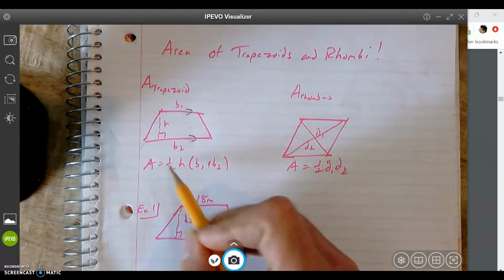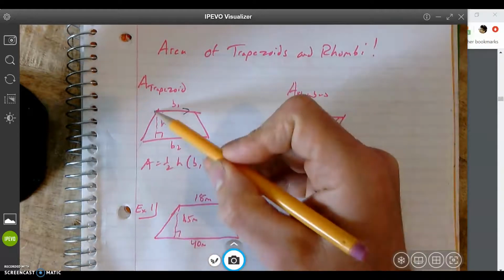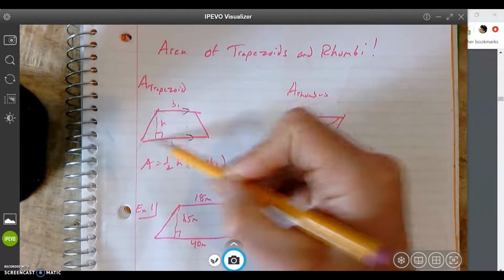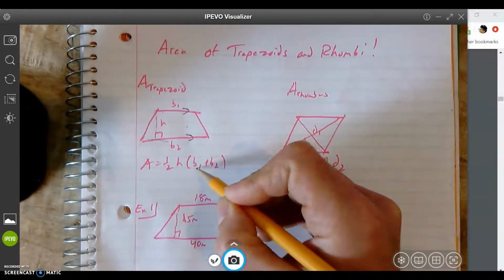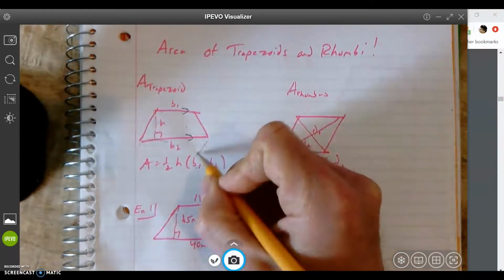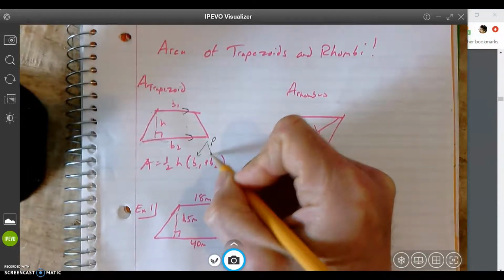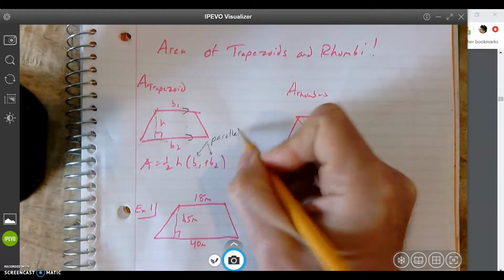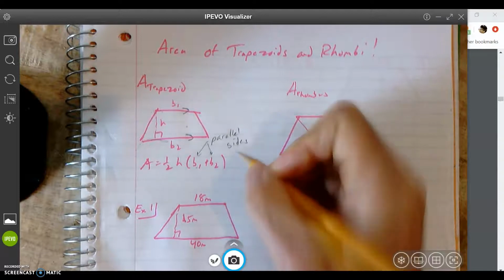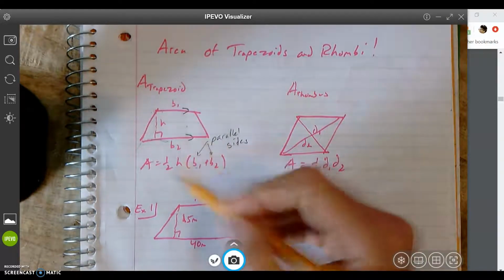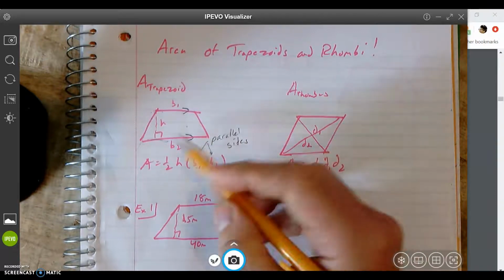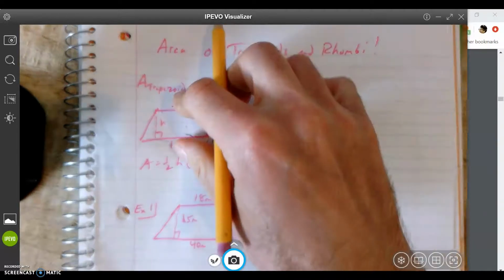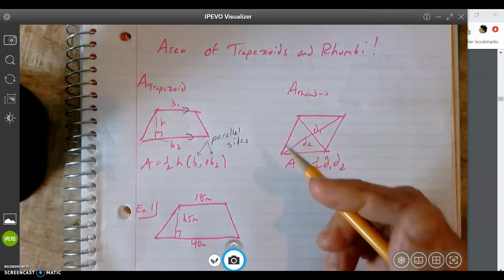And so the area is 1/2 times the height. The height is perpendicular to the base. And times, you add the two bases together. So these are the parallel sides right here. Add this to your notes, because this goes all the way up to calculus. You got to know this. It's really important on the ACT, etc. And so the parallel sides are the bases. So make sure it's not just the top and the bottom. It could be rotated. You don't know.